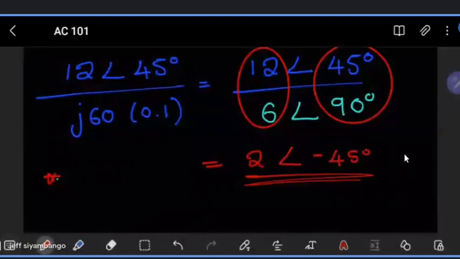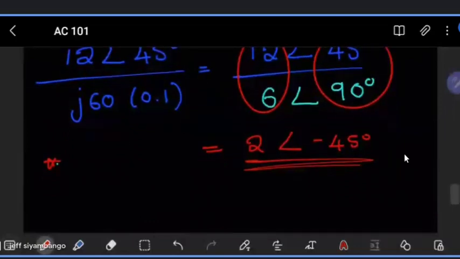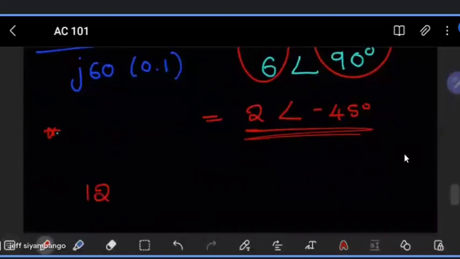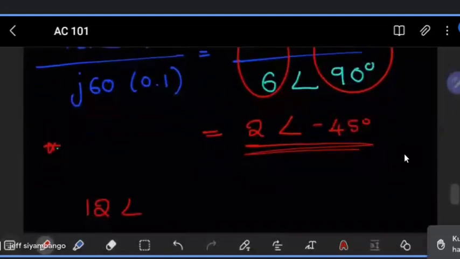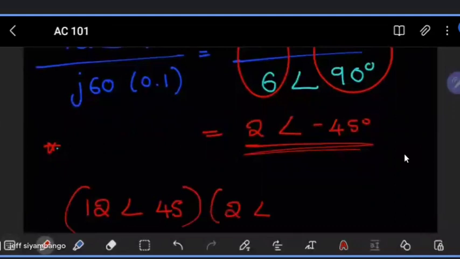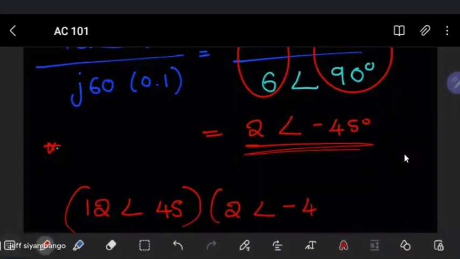Now, what I want you to understand here is, what if you had 12 and then you have 45 here? Yes, Daka? I'm behind on how you took the 90 on top.